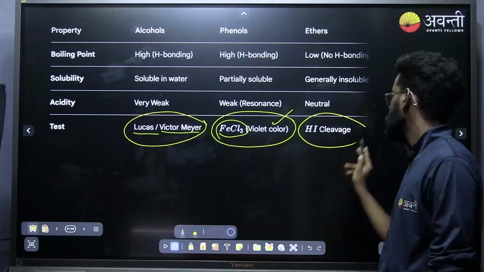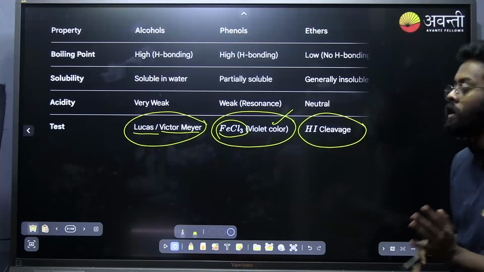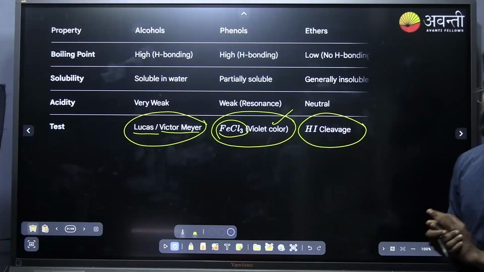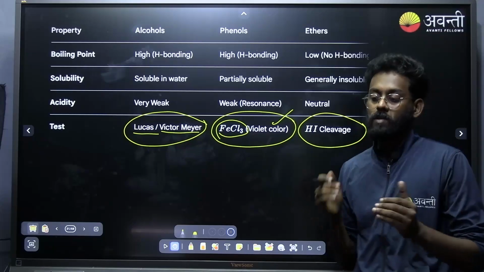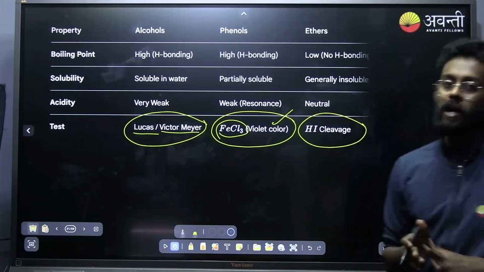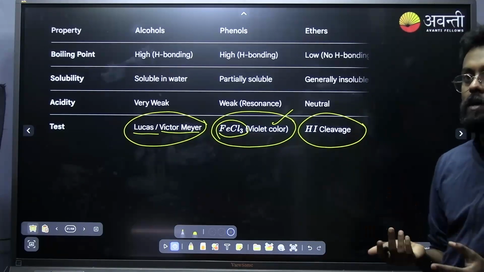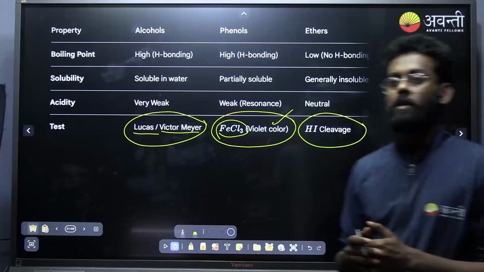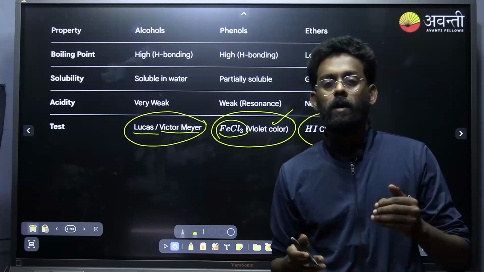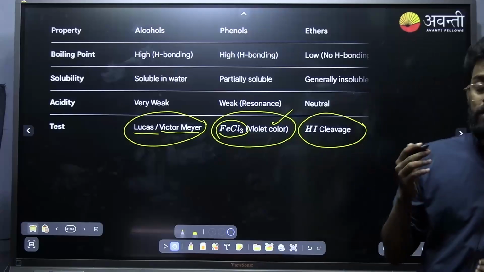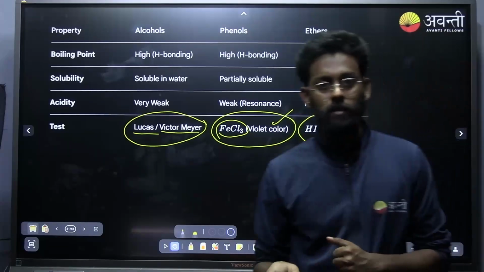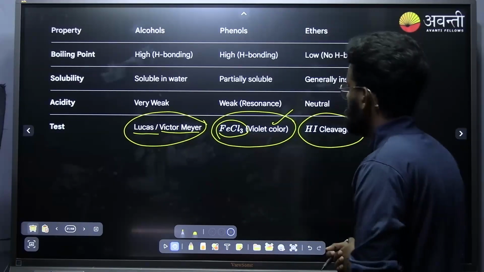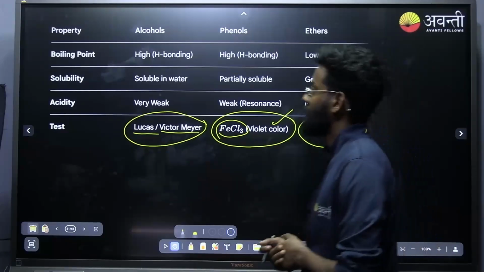And ethers normally will be distinguished by using HI cleavage. HI cleavage, you know, right? If it is tertiary, then we will be getting tertiary alkyl iodide. Secondary and primary can be distinguished by checking which carbon the I minus is attaching. Okay. So this is all about the alcohols, phenols and ethers.